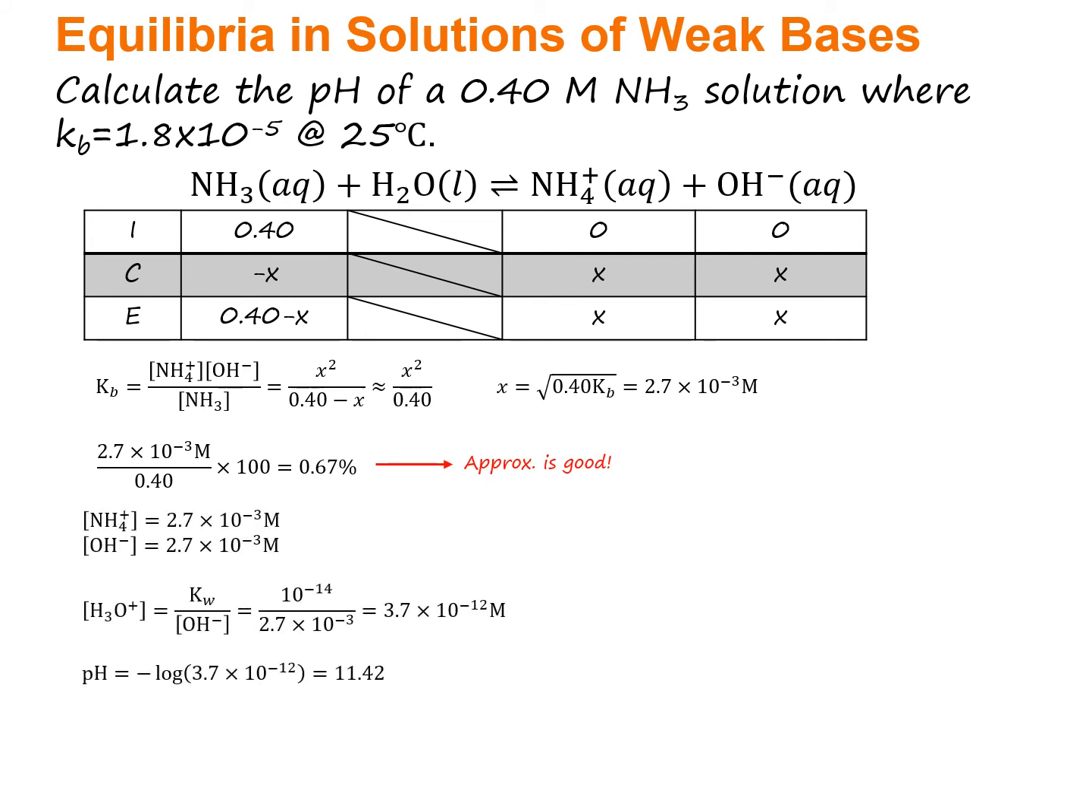Plugging in our values for X into NH4+ and hydroxide yields the same thing of 2.7 times 10 to the minus 3 molar. We want to get at the hydronium, or we want to get at the pH, which requires the hydronium ion concentration, but we only have the hydroxide. So bear in mind what we have to do is then we have to use our relationship between the hydronium and the hydroxide to figure out what the hydronium ion concentration is. So that's just Kw over the hydroxide concentration, and that yields 3.7 times 10 to the minus 12 molar. We plug that into our pH equals minus log of the hydronium ion concentration, and we end up with 11.42.